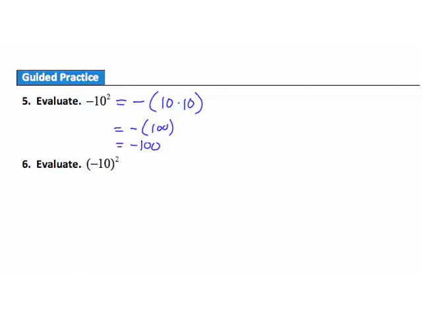Example 6, we're asked to evaluate this expression where both the 10 and the negative are getting taken to that second power. So I get negative 10 times negative 10. Same signs, and a negative times a negative is going to give us a positive answer. 10 times 10 is 100, so we get positive 100.